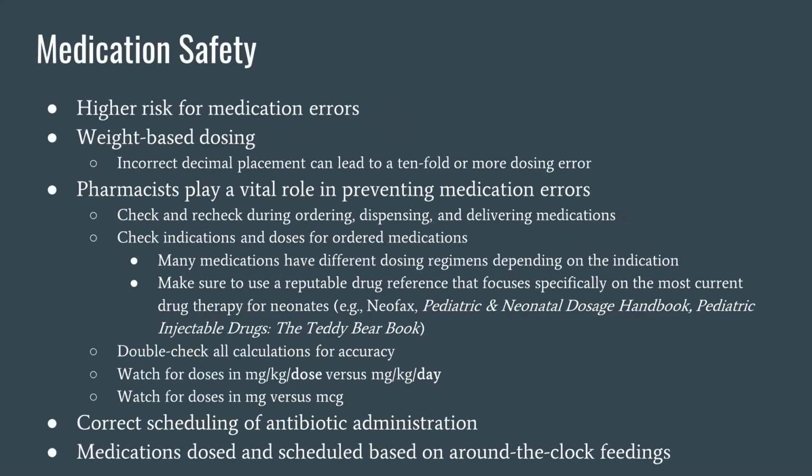There are a lot of medication safety factors that we should take into account for any patients, but especially patients in the NICU. NICU patients are at higher risk for medication errors compared to other patient populations because the majority of our dosing is weight-based. And weight-based dosing has a very large possibility of error because we often have very, very small doses. And if you move a decimal place, just one place over, you could end up with a 10-fold dosing error.